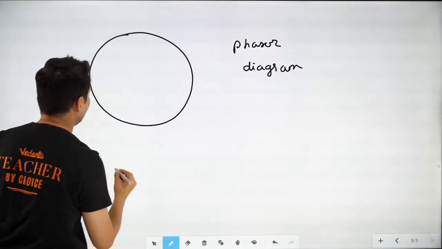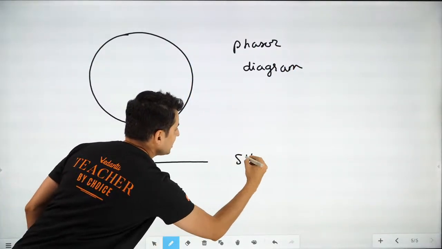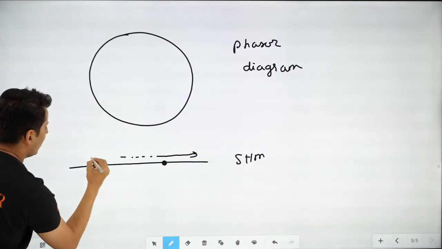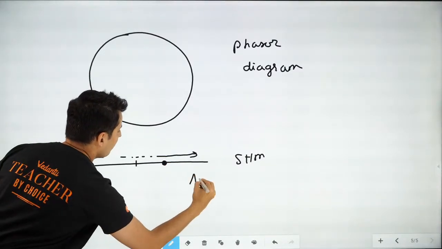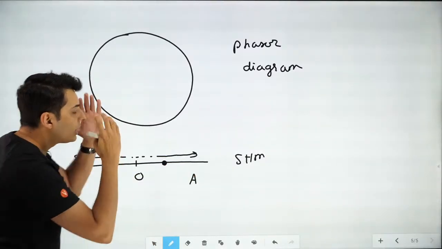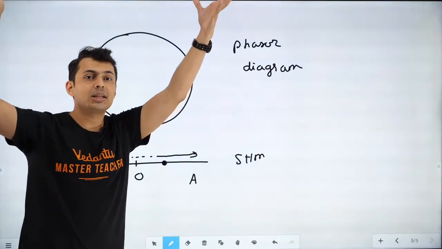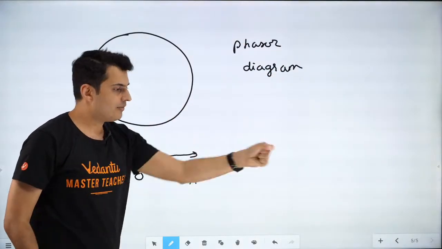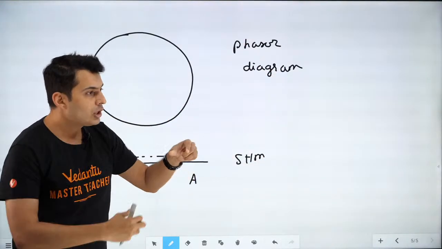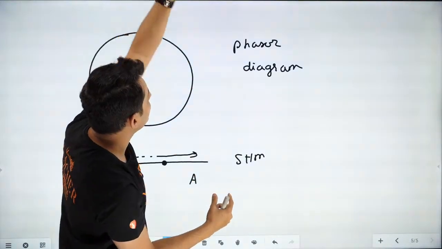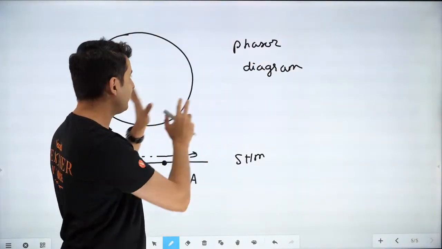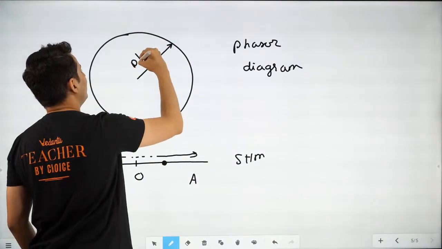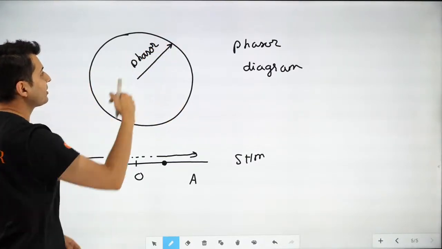Now, what is a phasor diagram? If you have a SHM which is going back and forth with some amplitude, this is the mean position. There is always a visualization which you can create that is called a phasor diagram. It's just a hypothetical thing. Remember, if a spring mass system is oscillating, you can always visualize that it is the projection of this circular motion. That is called a phasor diagram. That thing which will rotate is called the phasor.